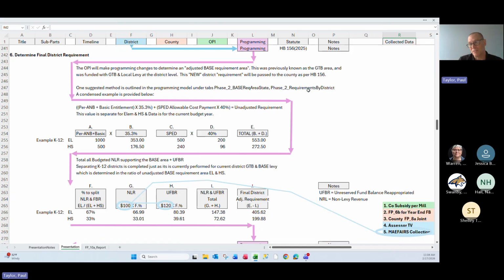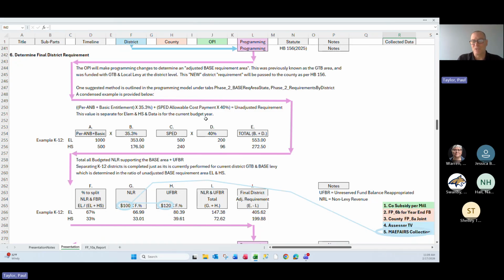So here's the calculation. It's going to sound familiar. We're going to take the PER A and B plus the basic entitlement times 35.3% plus special allowable cost payment, 40% of that amount, is going to equal the unadjusted requirement. And we're going to have to separate that by elementary and high school for the current budget year. So remember at the beginning, the discussion was using information from the prior year. This time it's for the current year.